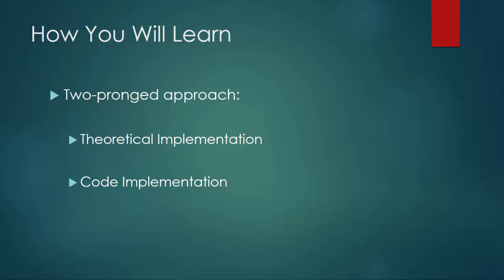So we're going to take a two-pronged approach in this course. We're going to first learn a theoretical implementation of each of these three sorting algorithms, so bubble sort, insertion sort, and merge sort. So I'm going to explain how they work and give you a visual demonstration. And then we're going to jump into the code implementation, and this is where the Java comes into play. So even if you don't have a firm Java background and you know another programming language, then you should still be able to follow along.